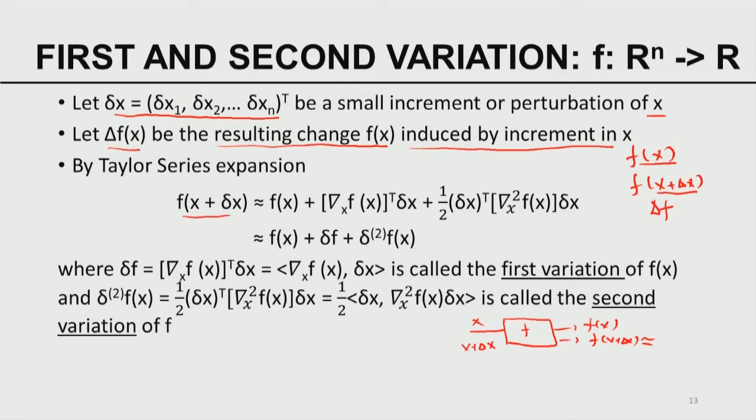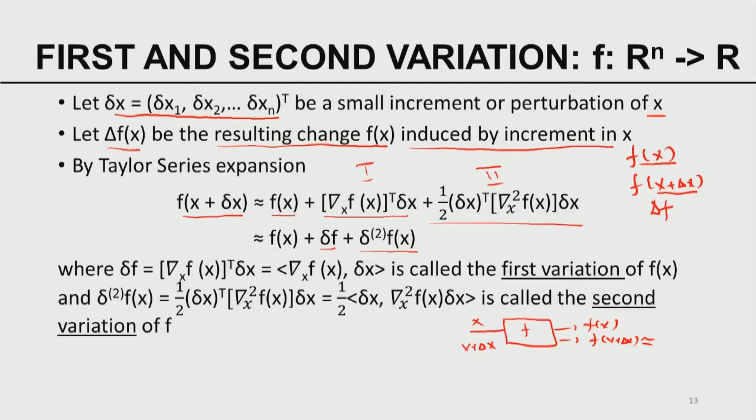So f of x plus delta x, the actual value of the function at the new point, is approximately equal to the function value at the old point plus one correction, plus a second correction. This is called the first order correction. This is called the second order correction. The first order correction is denoted by delta f. The second order correction is denoted by delta within bracket 2 f. So this is called the first variation. This is called the second variation.